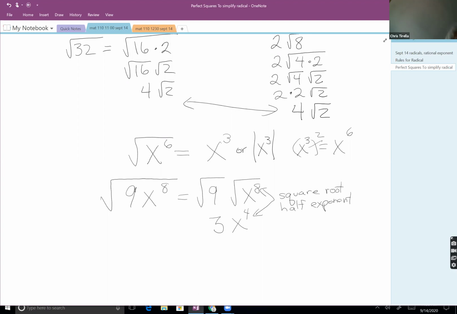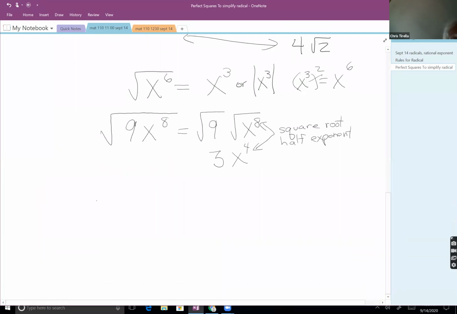So let's try to fit one more on here. What if I have the square root of 300x to the 10th?